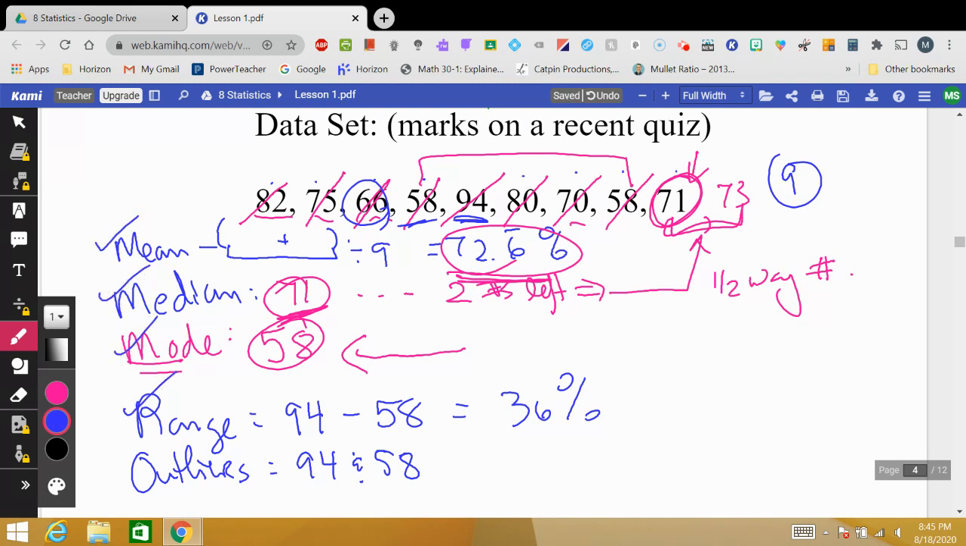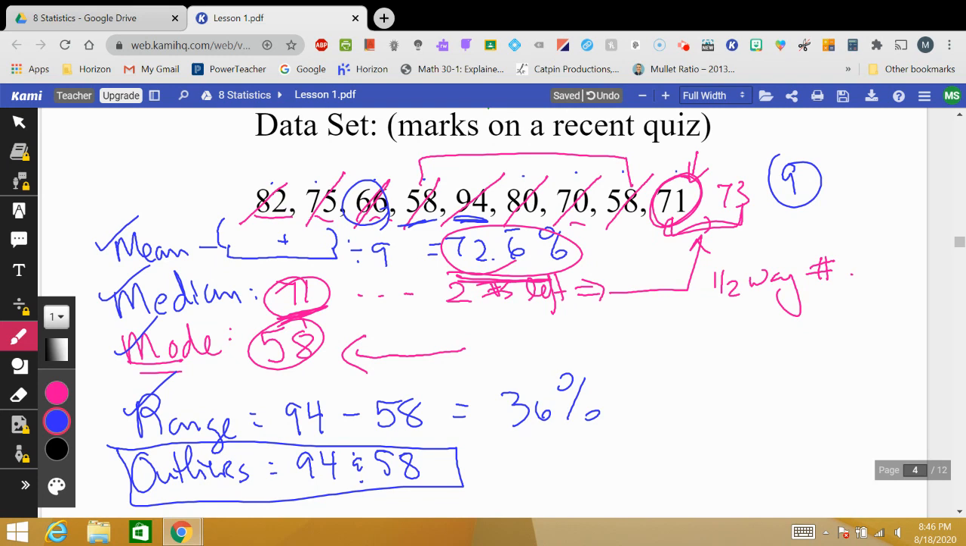Those 4 are calculated. You will either get them right or you'll get them wrong. But outliers is more up for interpretation. Somebody might say, nah, 94 is the only outlier here. Somebody else might say, you know what? Those are all perfectly acceptable test marks. I don't see any outliers at all. So again, it's up to you how you interpret that one.